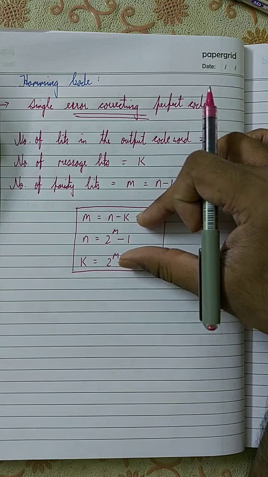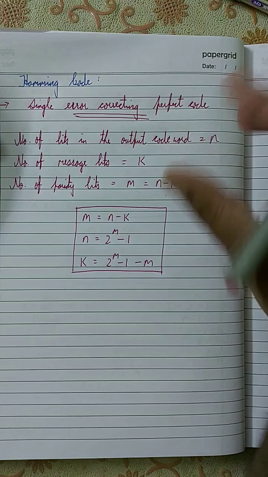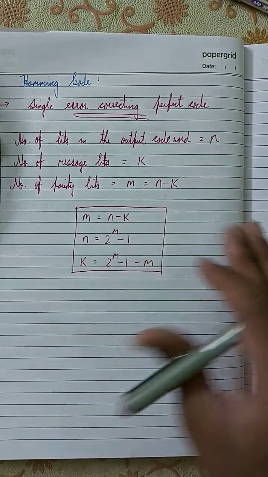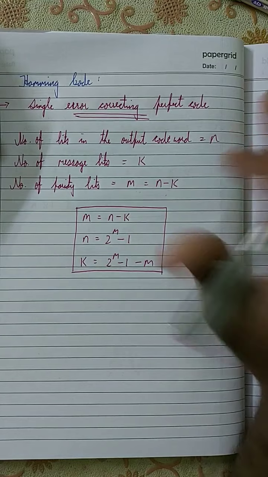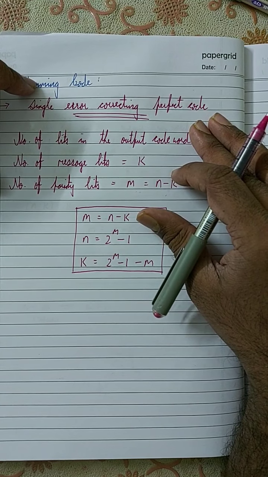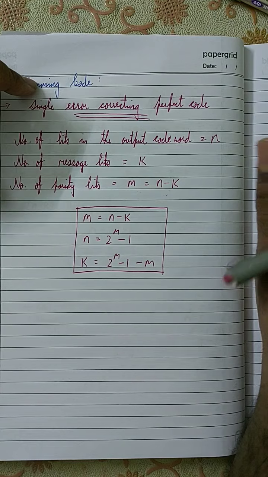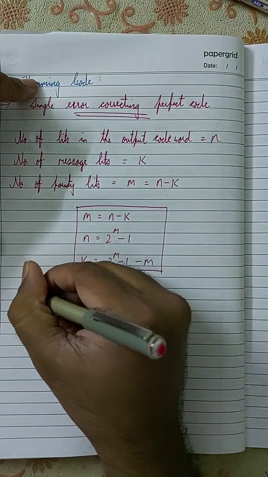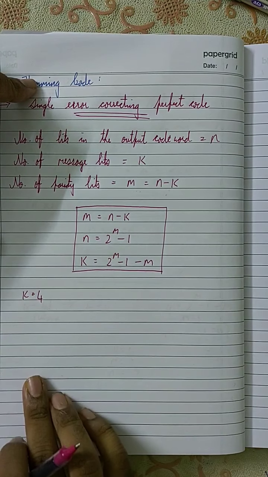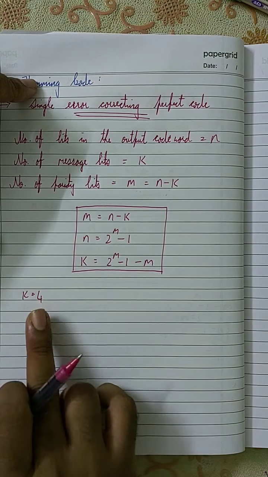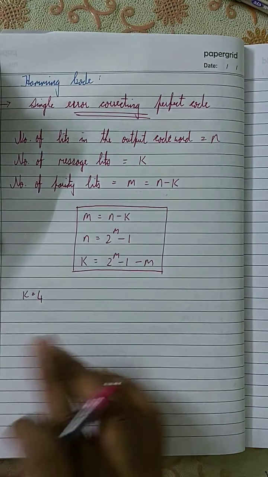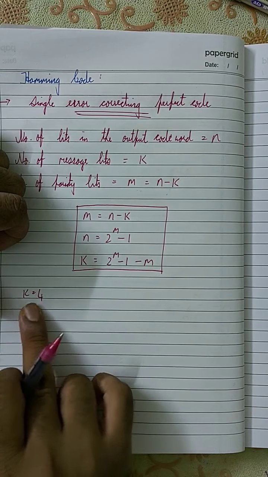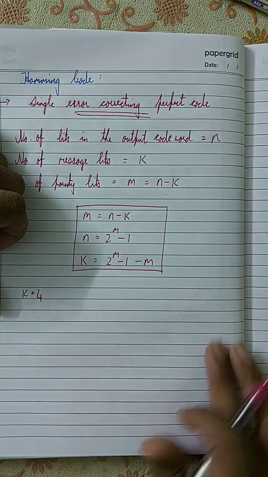The interesting thing is that only certain pairs of numbers actually satisfy these three equations. For example, suppose I have a message having 4 bits, so K is equal to 4. If I want to encode this message using a Hamming code, what code should I use? We know that K is equal to 4, so I need to find the value of N.